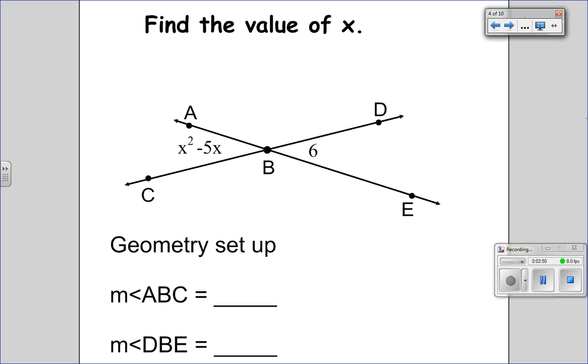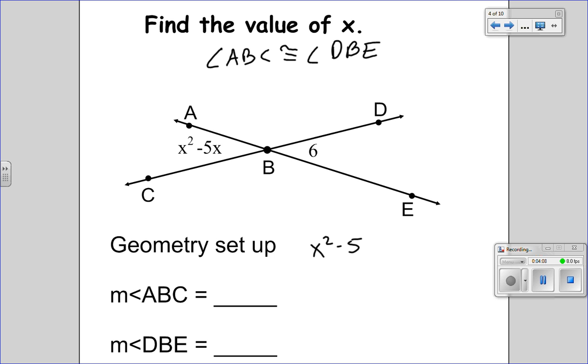Okay, let's look at our geometry setup. I'm going to write my geometry setup up here so I have more room. We know that these are two lines that are intersecting, so opposite angles will be congruent. So I can say angle ABC is congruent to angle DBE. So let's plug in and solve.